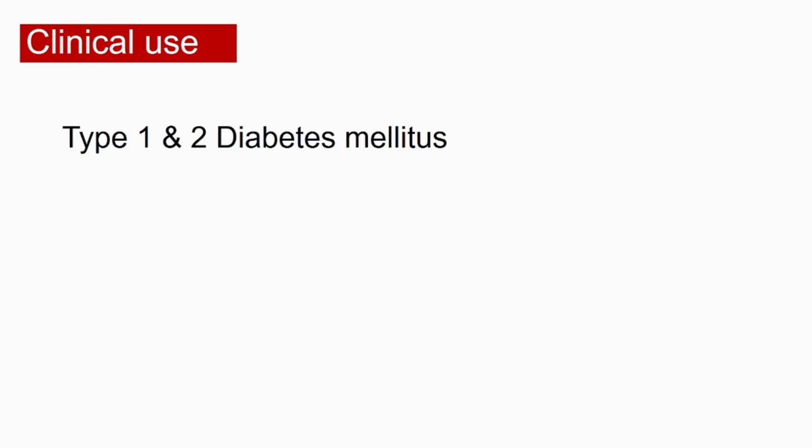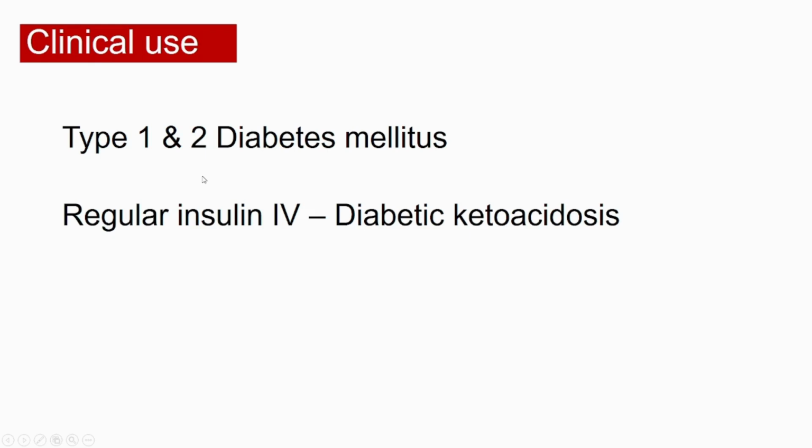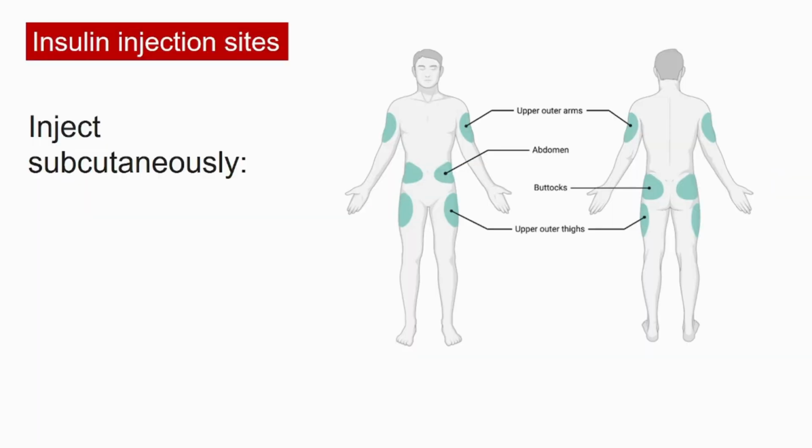All right, so let's see the clinical use of insulins. Insulins are mainly used for type 1 diabetes and also type 2 diabetes. Regular insulin, which comes in an intravenous dosage form, is generally used in diabetic ketoacidosis. Insulin primarily comes in subcutaneous dosage forms, and only one comes as intravenous. So let's look at the administration sites of the subcutaneous dosage forms. The most commonly used administration site is the abdominal area.